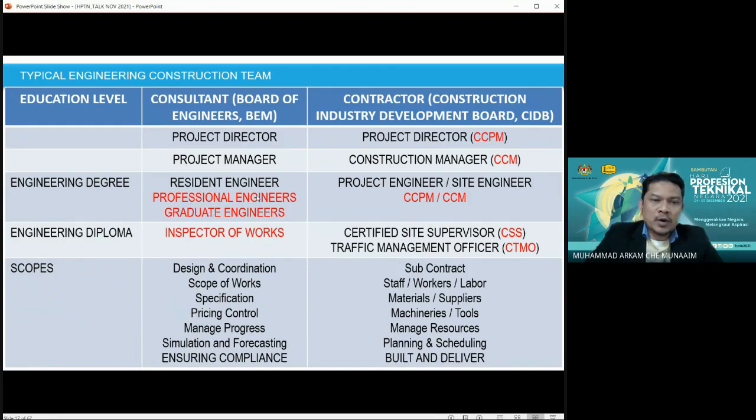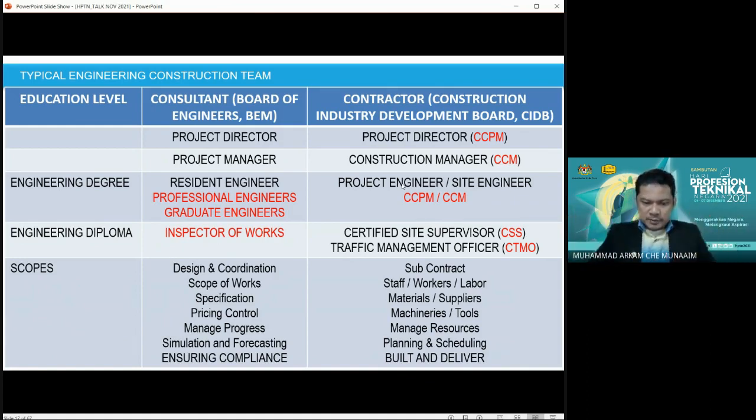So there is one area, the consultant's scope of work, where as a consultant you inspect the product delivered by the contractors. On the contractor side, whether they come from an engineering degree or a non-engineering degree is no problem, because they can develop skills through experience working on site, and become CCM, Certified Construction Manager, or CCPM, Certified Construction Project Manager. Either they become the project engineer on behalf of the contractor, or the site engineer. So that is the arrangement.